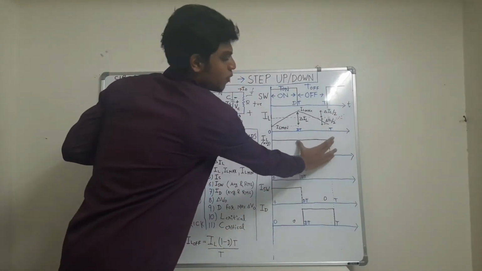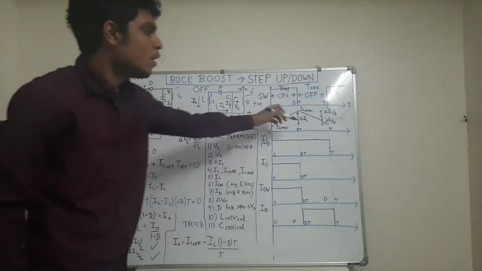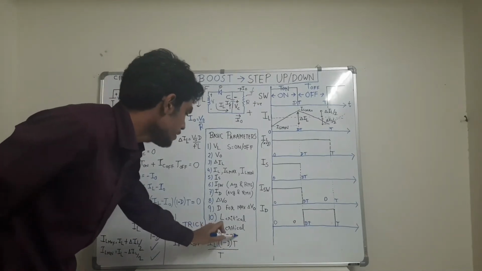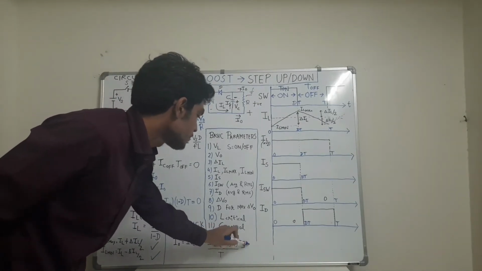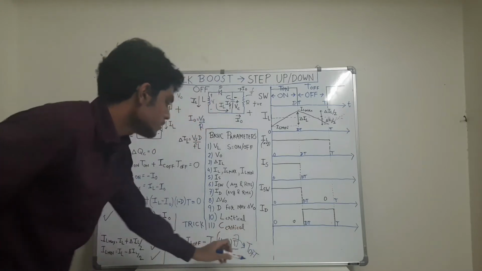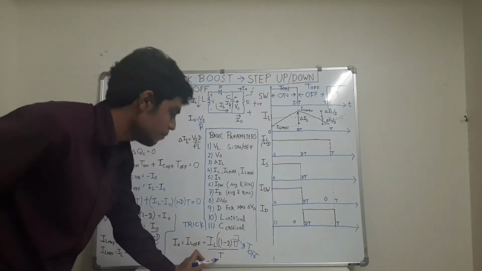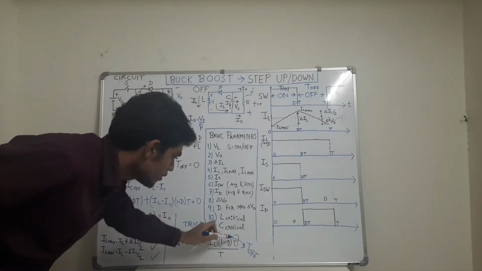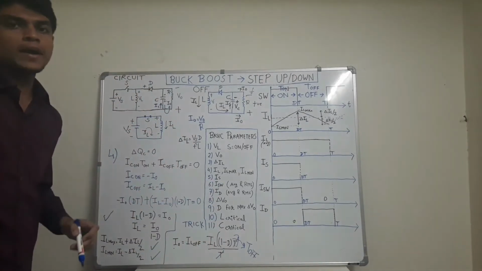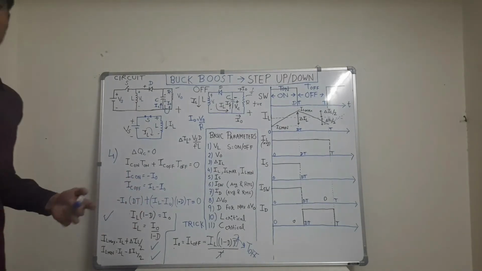So what is this portion value? That will be equal to IL into T off upon T. That is, IL into T off, which is 1 minus D into T, divided by the total period. Therefore this T gets cancelled and we get I naught is equal to IL into 1 minus D directly, that we have got here. That is the short trick.